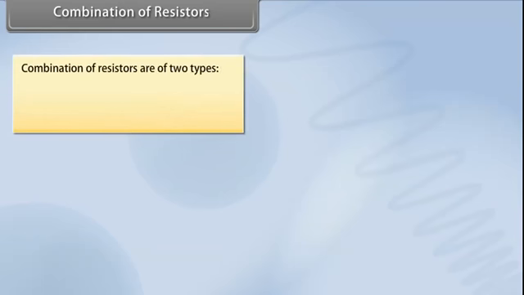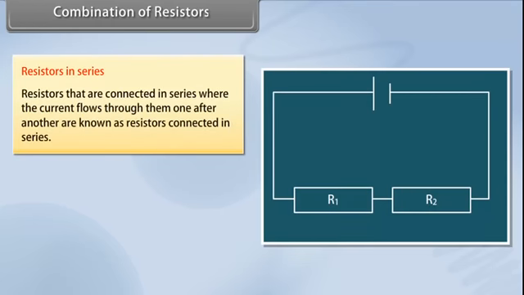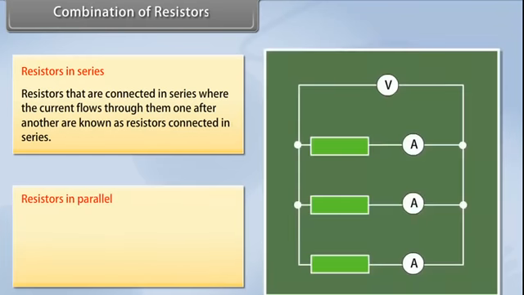circuit. Combination of resistors. Combination of resistors are of two types. They are resistors in series and resistors in parallel. Resistors in series. Resistors that are connected in series, where the current flows through them, one after another, are known as resistors in series. Here, the current depends on the applied voltage, the number of components, and the nature of components in the circuit.